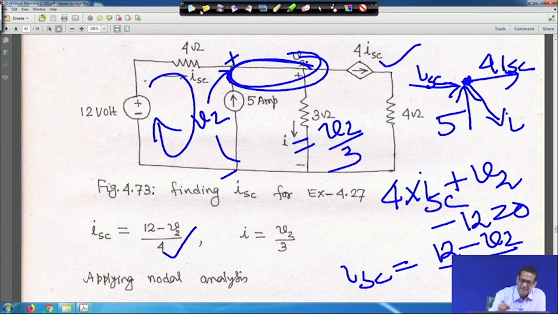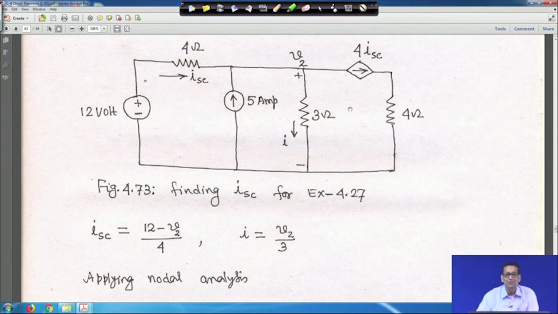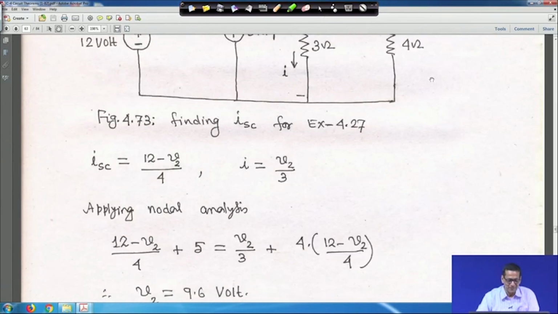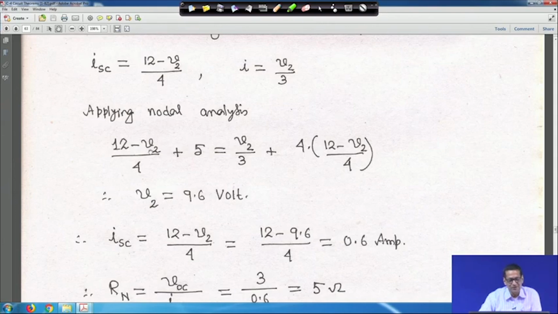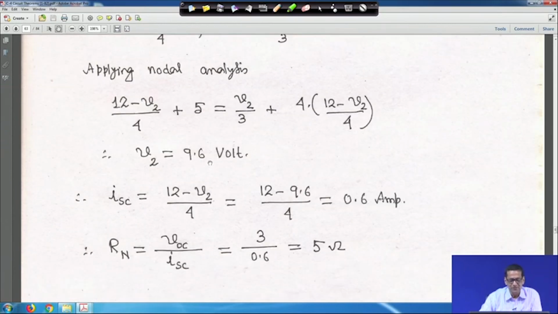So, let me clear it. Hope these things are understandable to you. Now, applying nodal analysis, I told you that it will be 12 minus V2 plus 5 is equal to V2 by 3, that is your I, plus 4 into ISC. ISC is equal to 12 minus V2 by 4, so 4 will be cancelled. You solve for V2, V2 will be 9.6 volt.